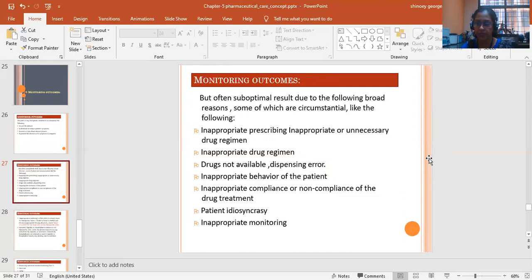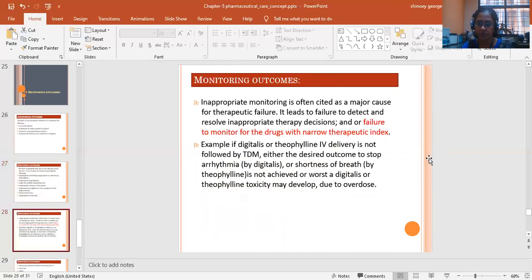unnecessary prescribing of drugs by the physician, inappropriate drug regimen. Sometimes drug has been mentioned but is not available at the pharmacy, any kind of dispensing errors. Patient's non-compliance, inappropriate behavior by the patient, then inappropriate non-compliance of the drug treatment, patient's idiosyncratic condition due to which he develops ADRs, inappropriate monitoring by the healthcare team members.